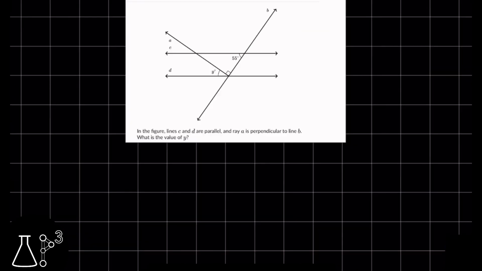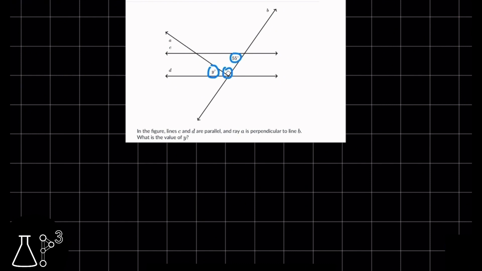Let's do our final question. It asks the following: in the figure below, lines C and D are parallel, and ray A is perpendicular to line B. What is the value of y? Now, we're looking for the value of y over here. And we're given that there's an angle of 55 and it's a right triangle.